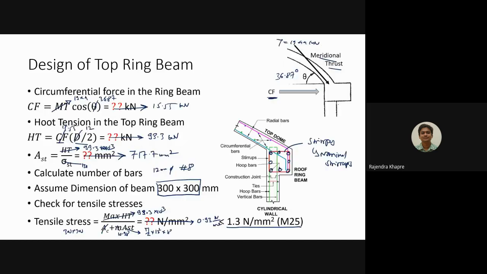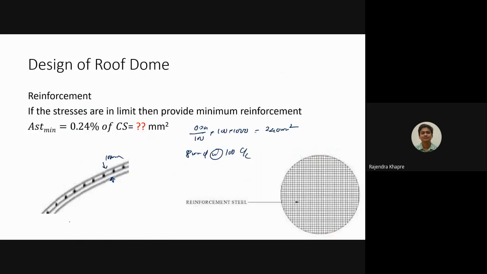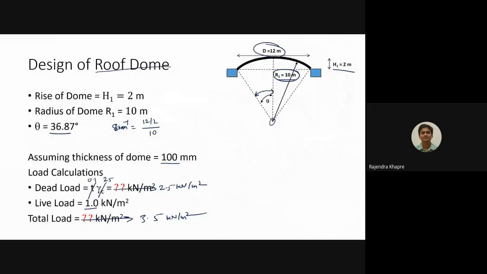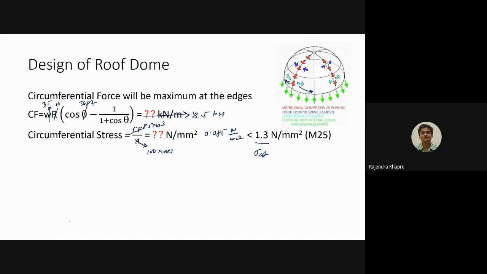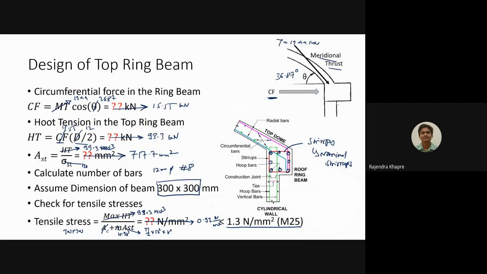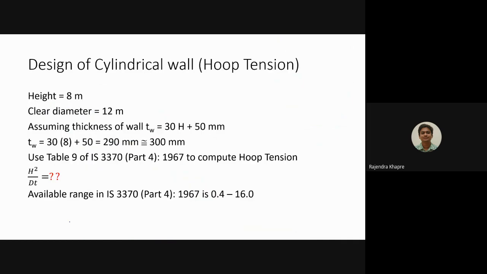So in the previous class, we started with the design of the Intz tank, and we went through the IS code procedure, and we designed the top dome and the top ring beam. If you remember the top dome, we considered its thickness as 100 mm. The rest of the dimensions we had already calculated prior to the design of the top dome, and based on those dimensions and the loading, we also designed the top ring beam, which is subjected to hoop tension. Okay. Now the most important part which we are going to design today is the cylindrical wall.